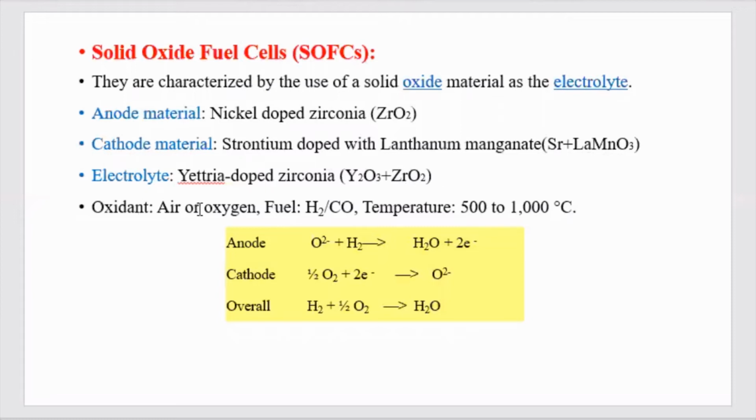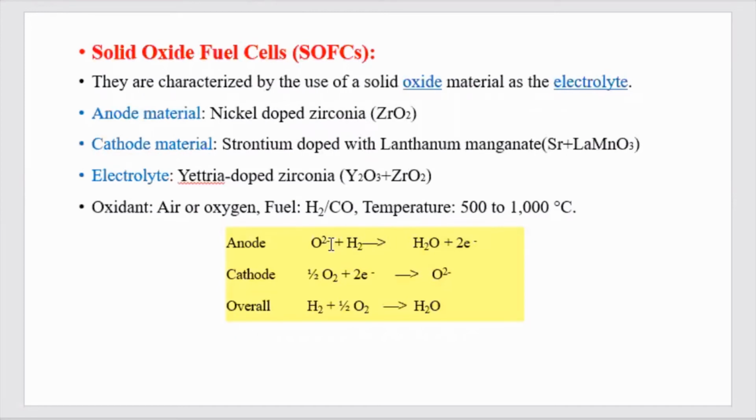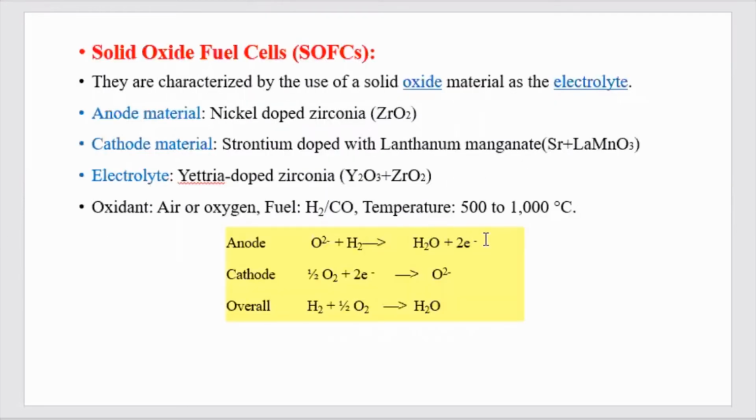The oxidant used is air or oxygen. The fuel can be hydrogen or carbon monoxide gas. The temperature maintained is from 500 to 1000 degrees. For the reactions, the oxygen gas supplied at the cathode is reduced to O2- ions. These O2- ions react with the hydrogen gas supplied at the anode, forming water and releasing the electrons.